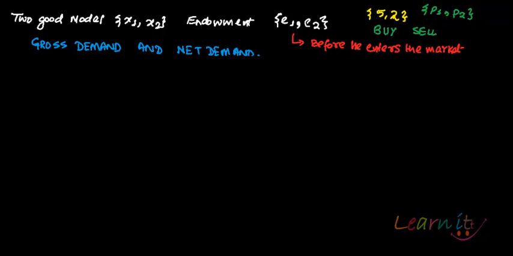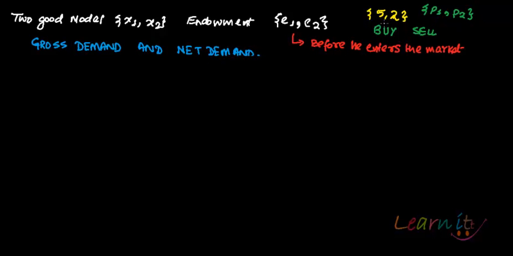We're concerned with a model in which there are two goods, X1 and X2, and there is an endowment of these goods, E1 and E2. So, for example, what is endowment? Endowment is the amount of the goods which the consumer has before he enters the market. Say, for example, he has 5 units of good 1 and 2 units of good 2.